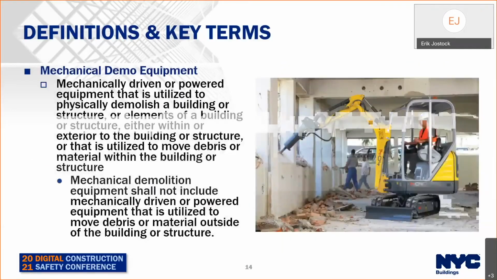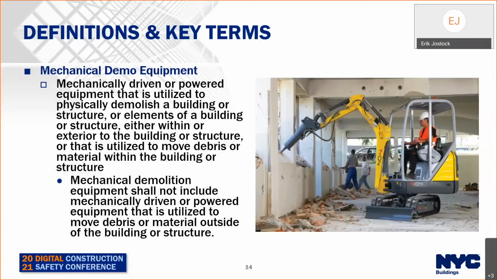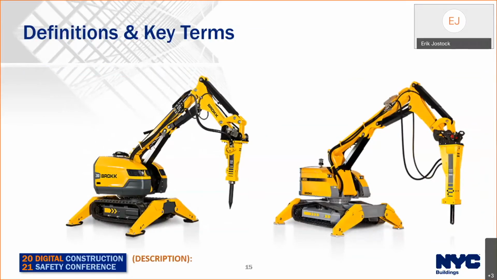So mechanical equipment is demolition equipment that has an operator in a cab or on the machine, such as an excavator or a skid steer or bobcat, or a remote controlled demolition robot like a Brock. Use of this equipment to fully demolish a building or structure requires demolition plans reviewed and approved by DOB. Here's a couple of examples of a demolition robot. These are Brocks. They come in all shapes and sizes. Some models small and maneuverable enough to climb stairs.